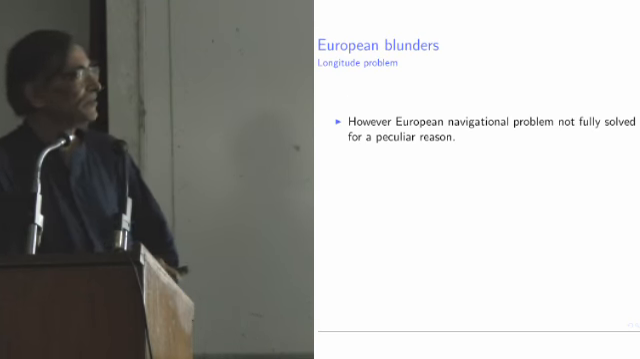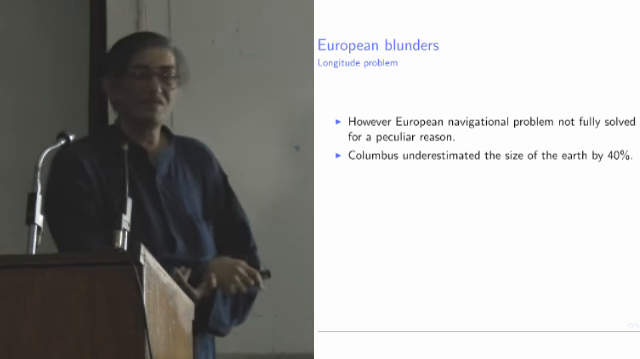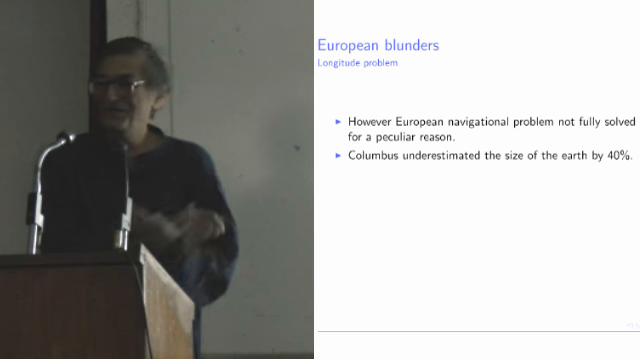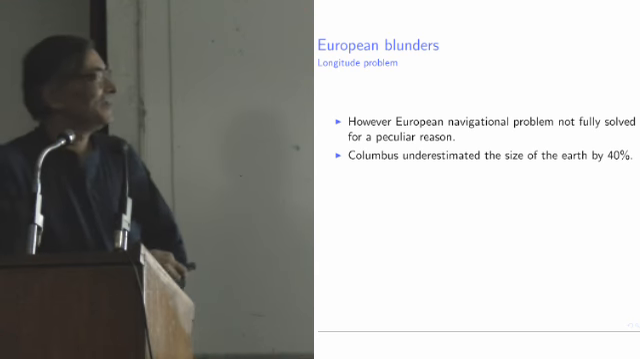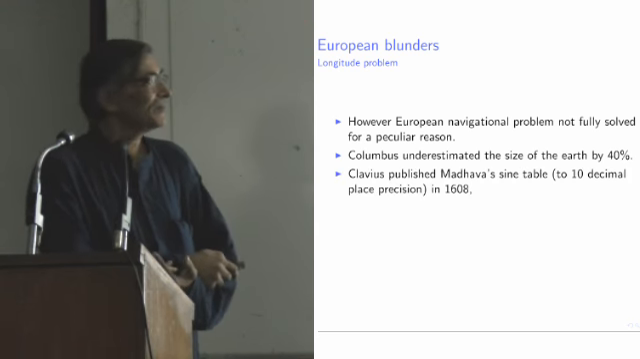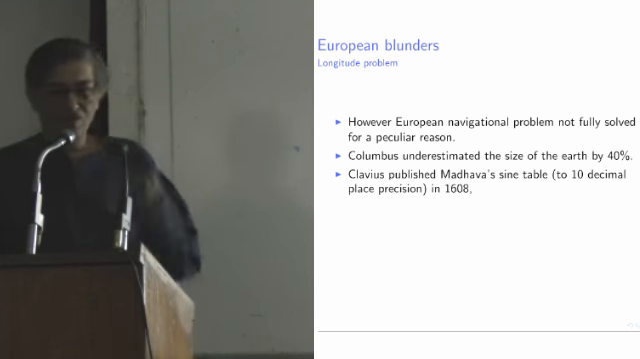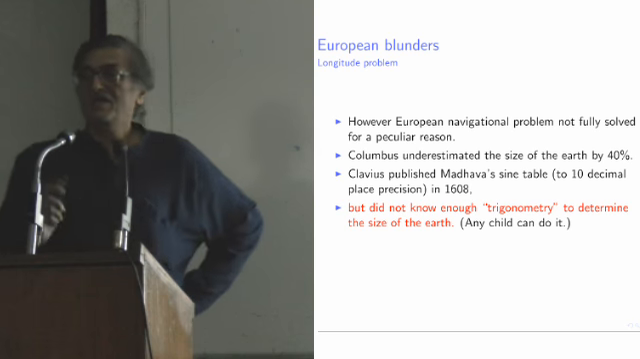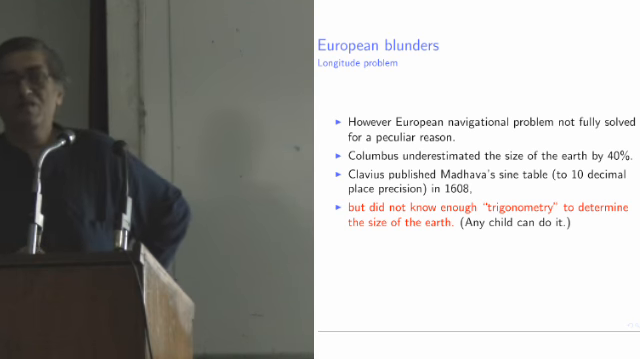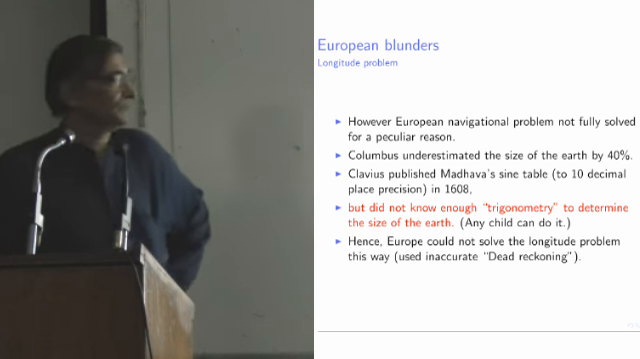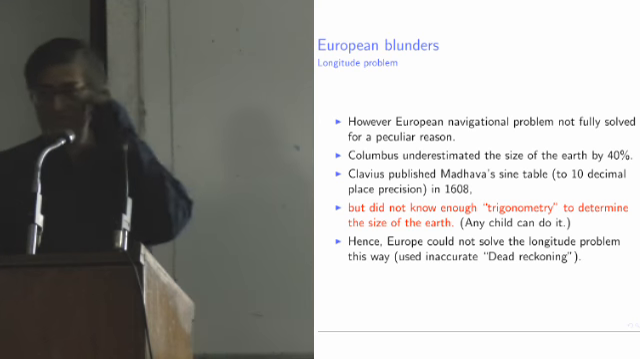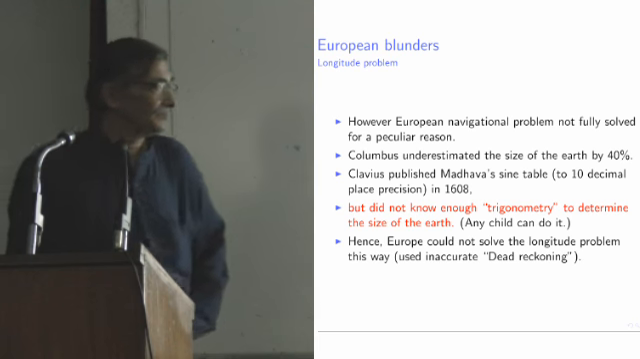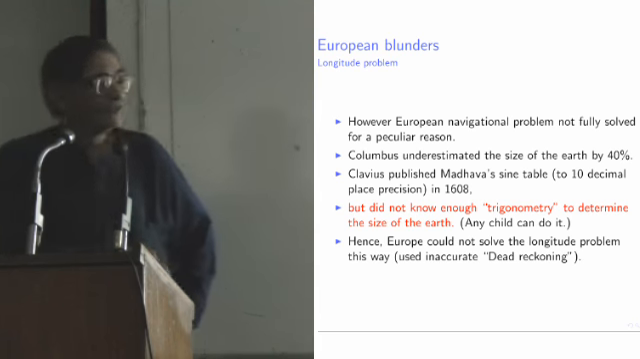So the European navigational problem was not solved because Columbus underestimated the size of the earth. He wanted to shorten it. So how to make the project seem more likely? Now Clavius, author of the Gregorian Reform, also published a sine table in 1608, accurate to 10 decimal place precision. If you knew so much trigonometry, you would be able to calculate the size of the earth. Could not do it. Right. So easy. And they could not solve the longitude problem.